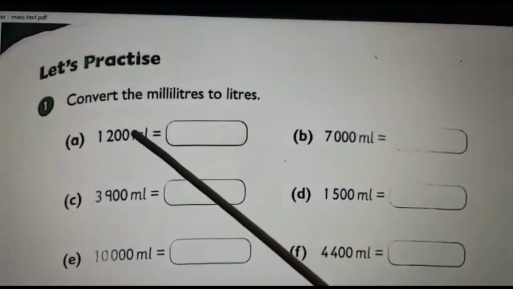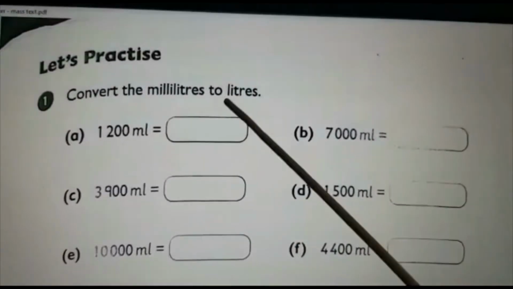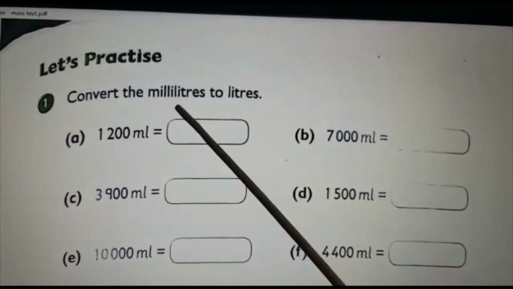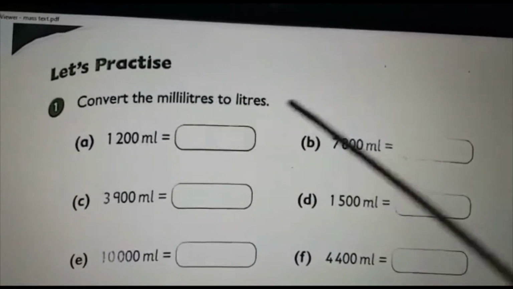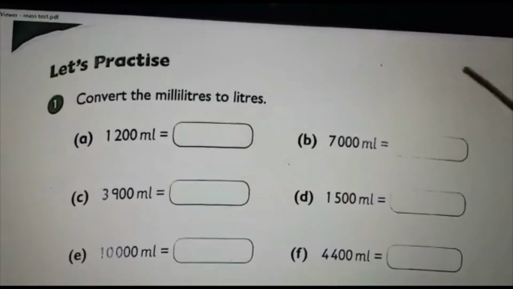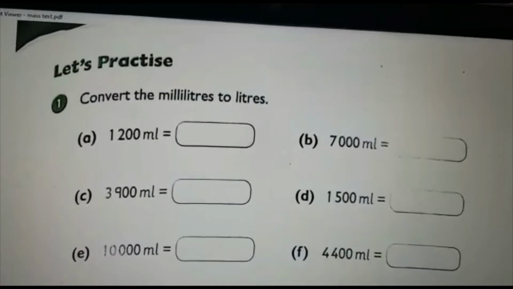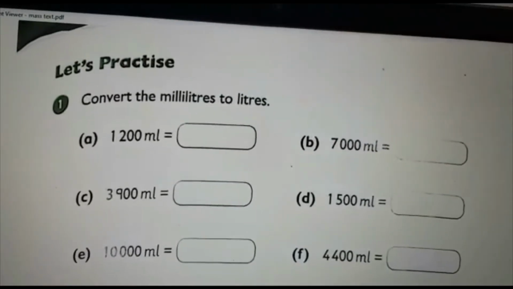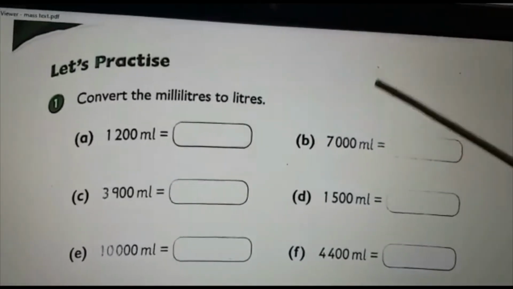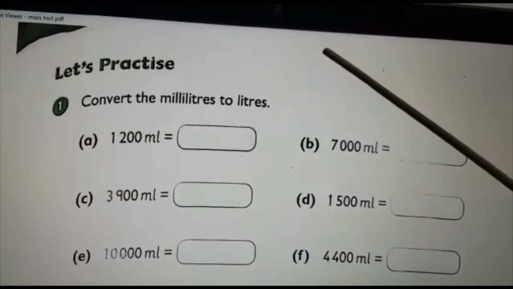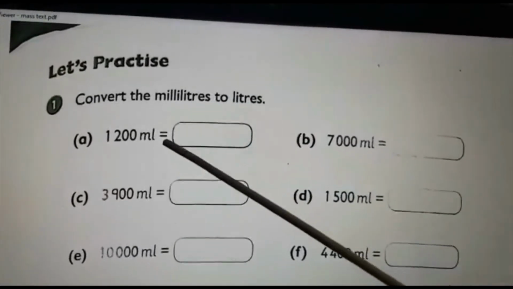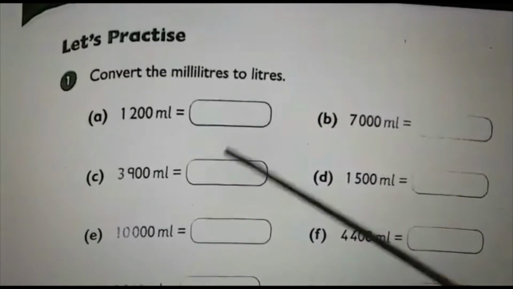So what's the first question? Convert milliliter to liter. So you tell me milliliter is small, liter is big. Just think about that ladder which I gave for your length. So milliliter is down, liter is up. So if we want to go from milliliter to liter, that means small to big, we will divide, is it? We will divide that. So here all the questions are the same, milliliter to liter.